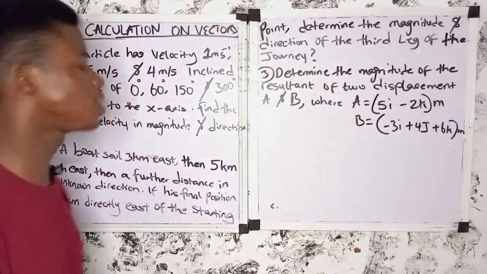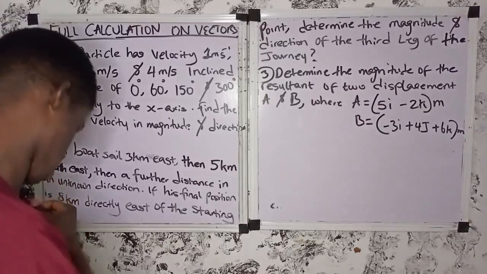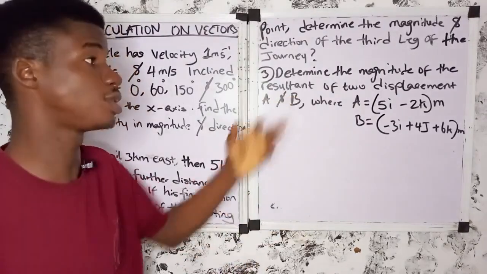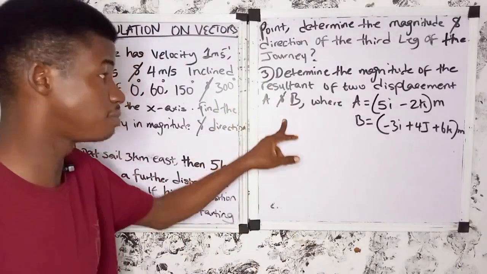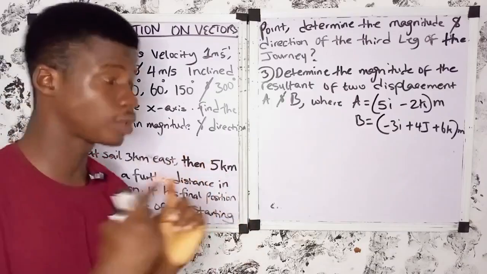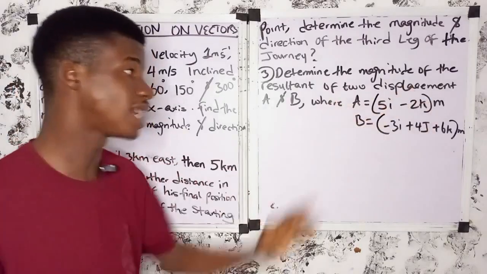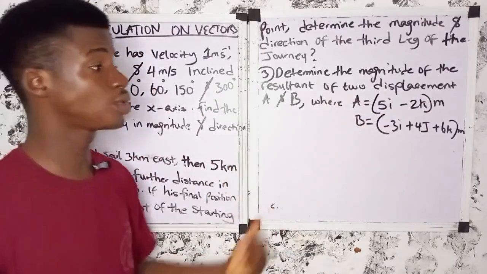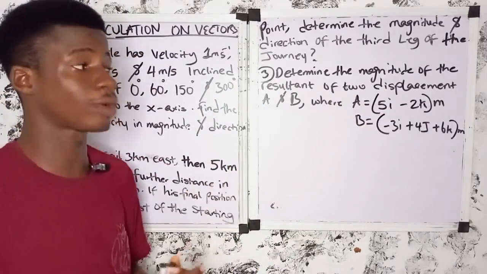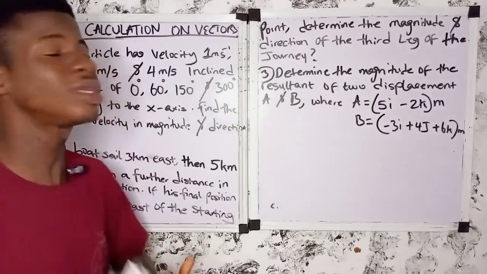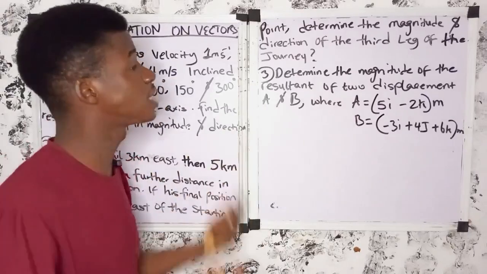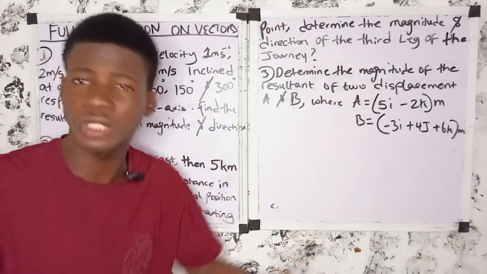Now let's start. If you look at question 3, they said determine the magnitude of the resultant of two displacements A and B, where A is equal to (5i minus 2k) meters, then B is equal to (minus 3i plus 4j plus 6k) meters. So what are they asking us to look for? They're asking us to look for the resultant of these two displacements, the total.